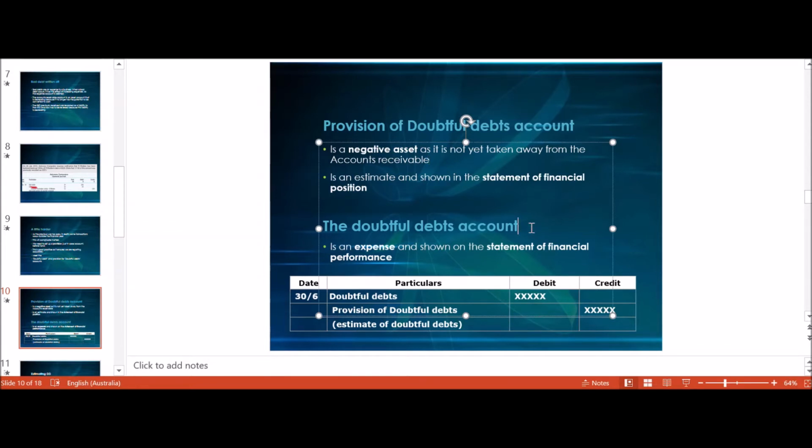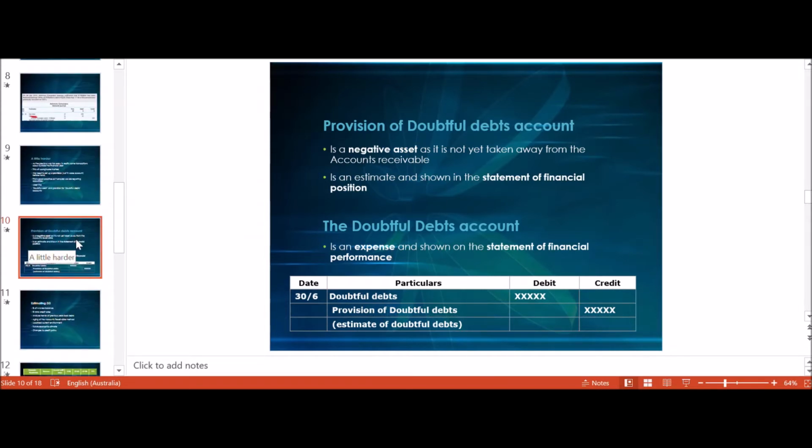We're also going to use another account, and I'll introduce you to the doubtful debts account. It's a bit confusing, the naming terminology. It's just the way we're going to name it. Down below here's an entry we're going to use, and I'll take you through how this works later, when we set up the provision of doubtful debts. But we do need to set up a provision, just in case people go into bad debt.